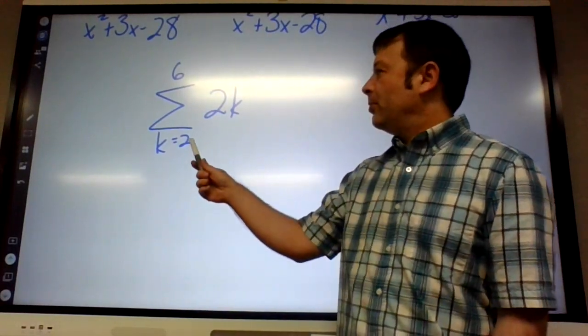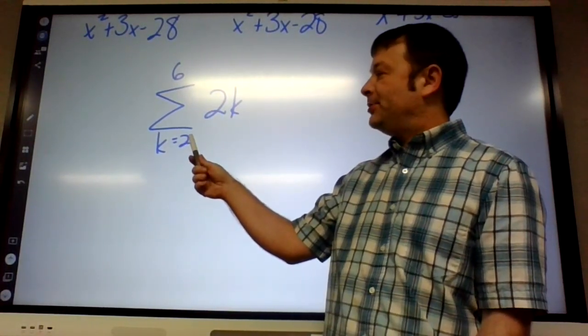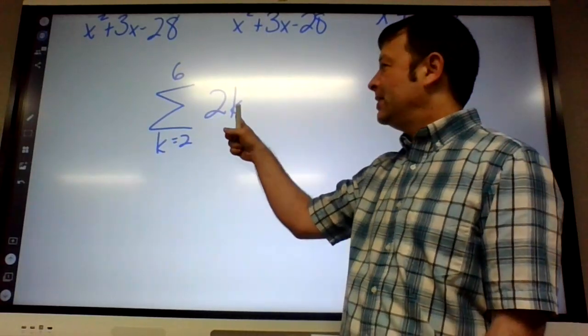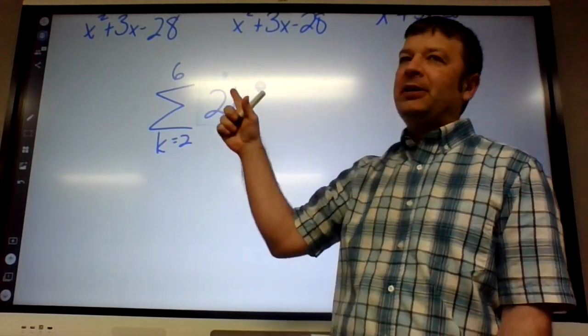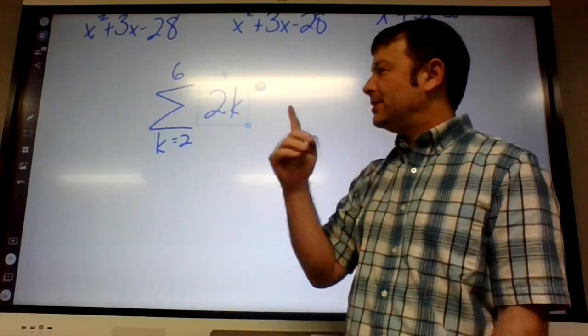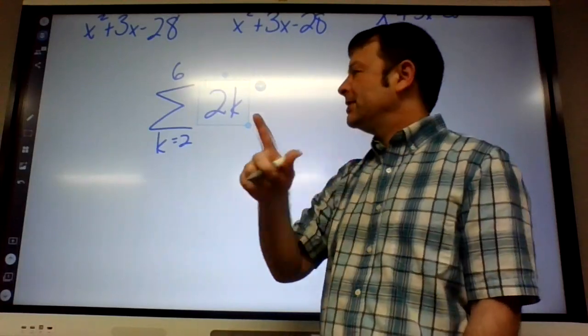Okay. k is 3. What this means is we're going to plug in all the values of k from 2 to 6, so 2, 3, 4, 5, 6, into here, and then all those values are going to get added together. So sigma is used to write series of numbers added together.